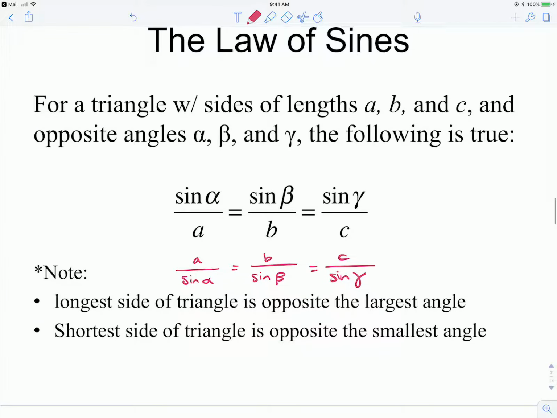And then just a side note: remember that the longest side of a triangle will be opposite its largest angle, and the shortest side of a triangle will be opposite its smallest angle.